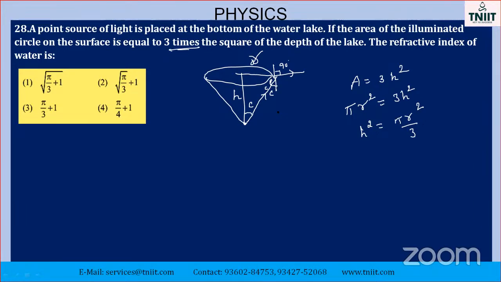And you know that the reciprocal of the refractive index is the sine of the critical angle. Sine C is equal to 1 by mu. But what is sine C from this diagram? Opposite side r divided by hypotenuse. What is this hypotenuse equal to? Root of r squared plus h squared.